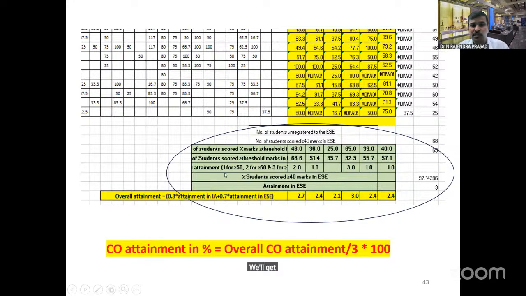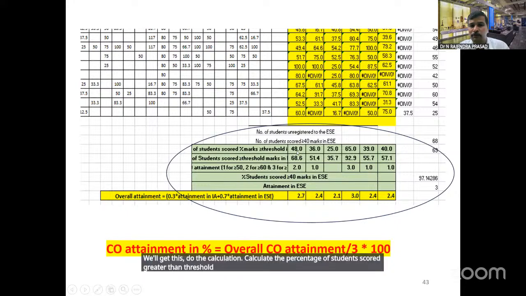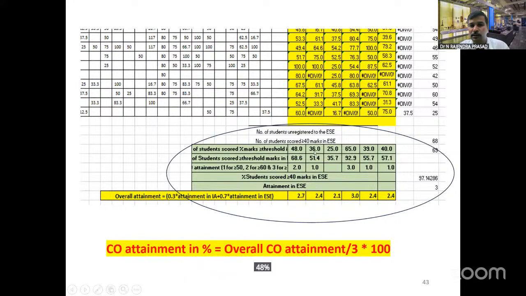Do the calculation. Calculate the percentage of students who scored greater than threshold marks: 48% related to CO1, 36% related to CO2. Then you convert that number to percentage, right? You will get the percentage. Then do the attainment using the rubrics. So rubric standing at 2, 1, 3. This has not been attained.